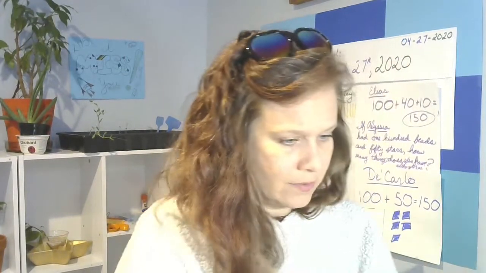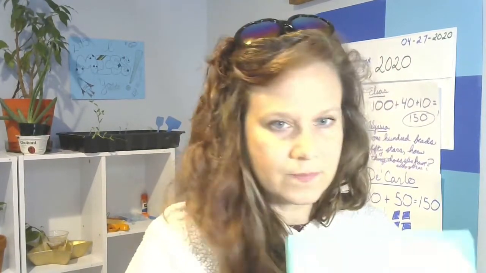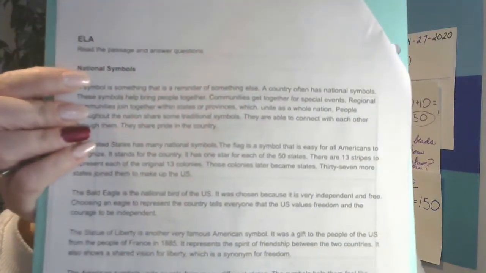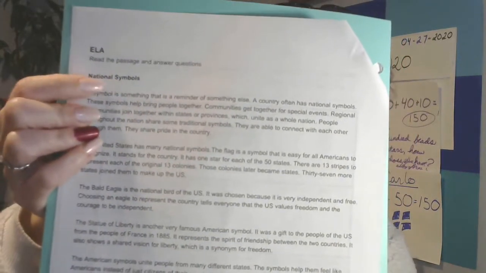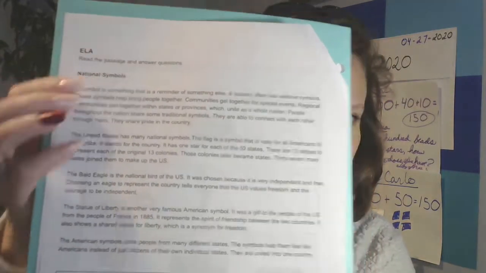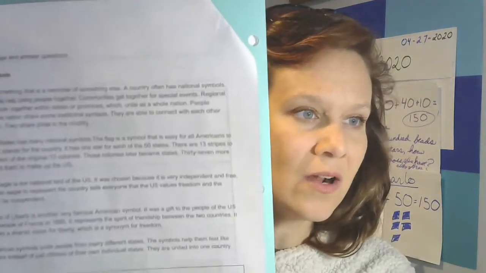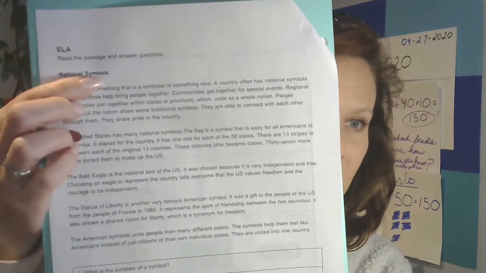On your next page it's your ELA. The directions are to read the passage, answer the questions. The passage is about national symbols. So national is going to refer to your country. The United States of America is the country that we live in. And so these are symbols that stand for the United States of America.